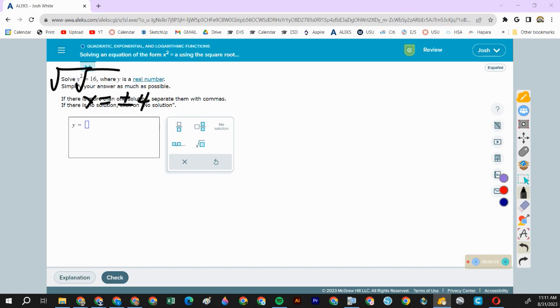4. What if it said y squared equaled -9? Then this is saying no solution because it only wants real number answers. No imaginary numbers.